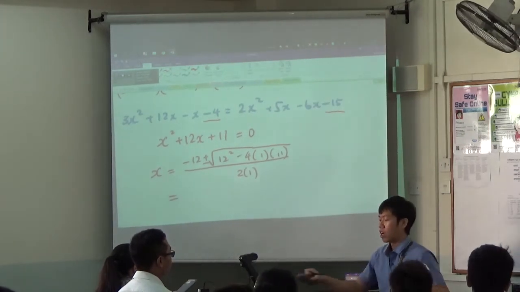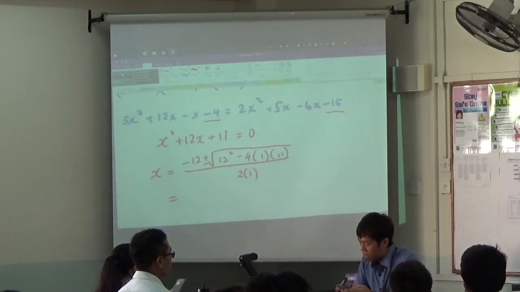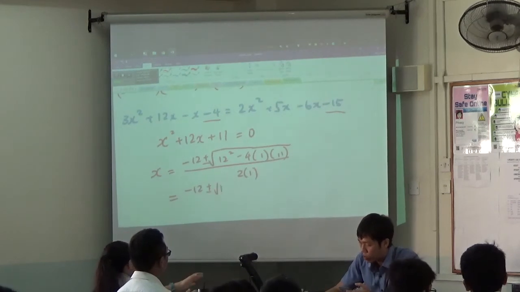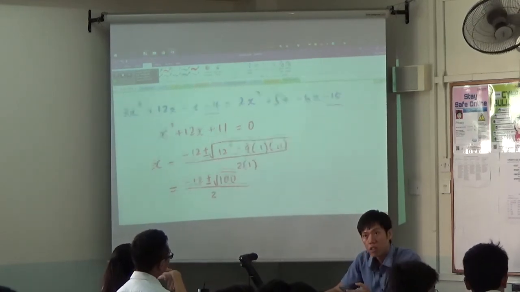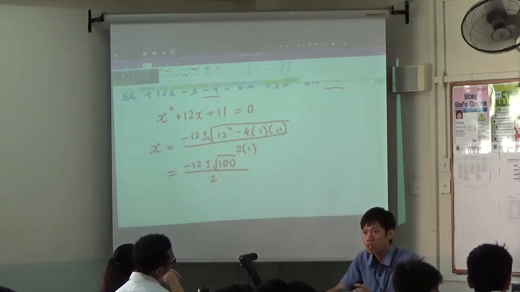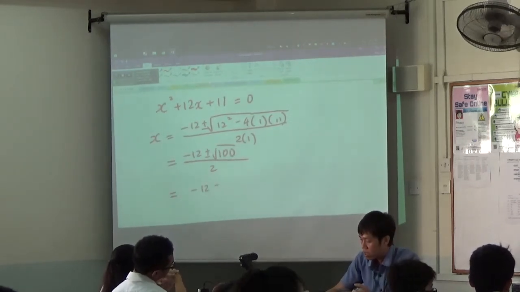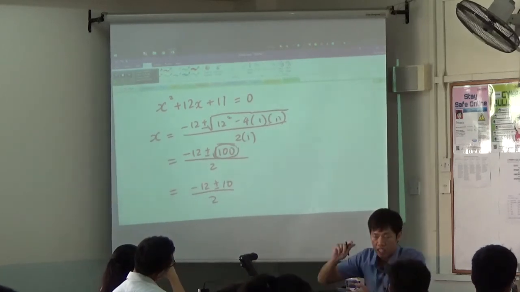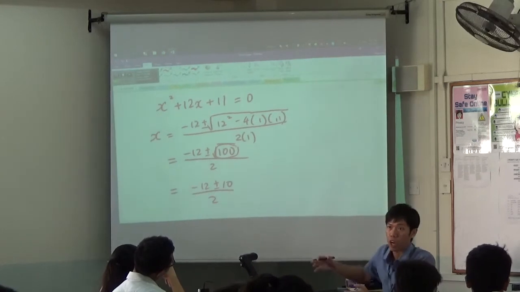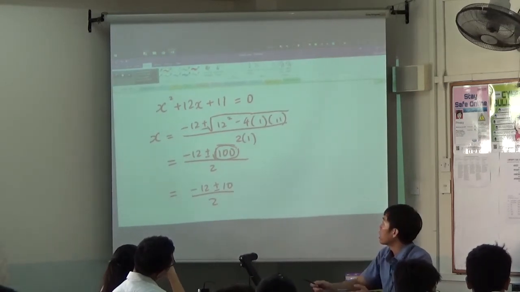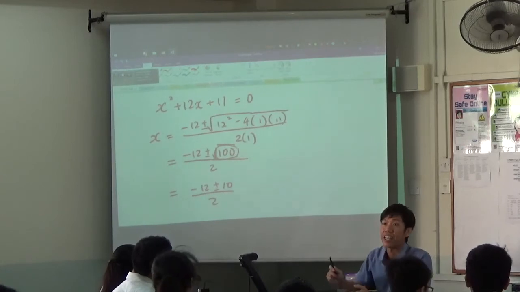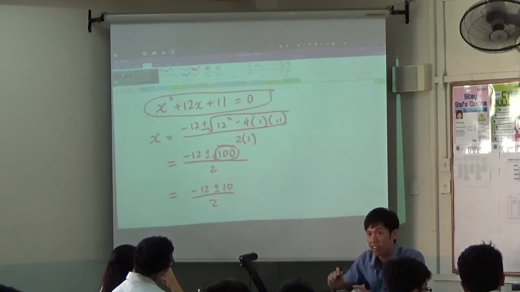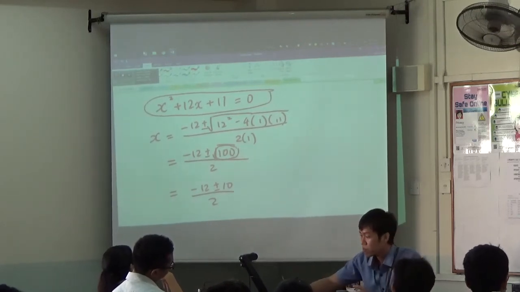Okay? So, 144 minus 44. Oh, it's 100. I get negative 12 plus minus square root 100, over 2. Are you happy to see square root 100? Yes. Why? You know, when you see a perfect square inside this square root, in time to come, you should realize that if it is going to be a perfect square inside, I could have factorized it. I could have. Some of you realize that we could have factorized this with 11 and 1.